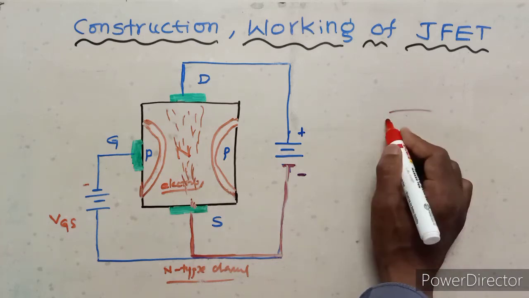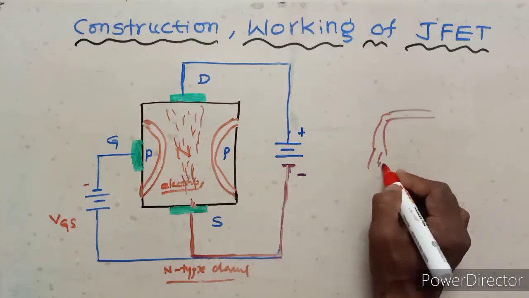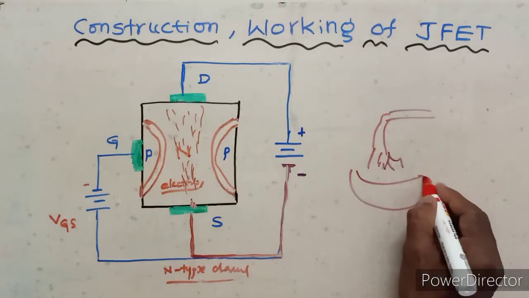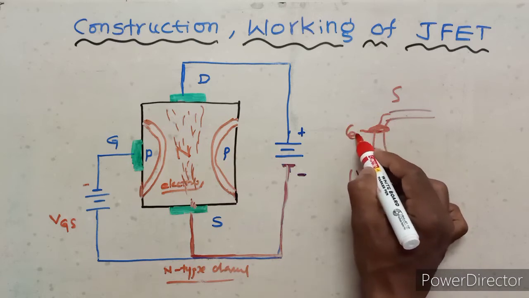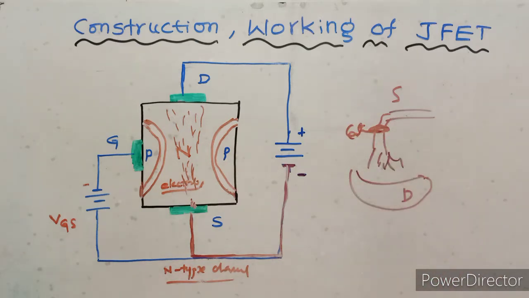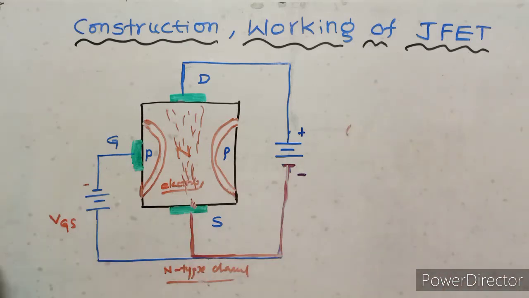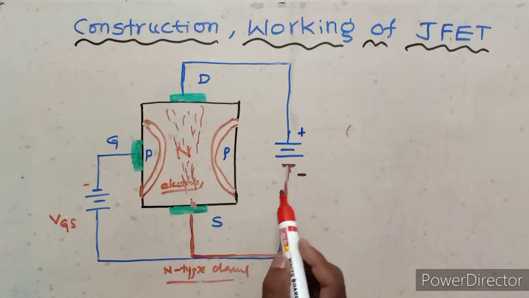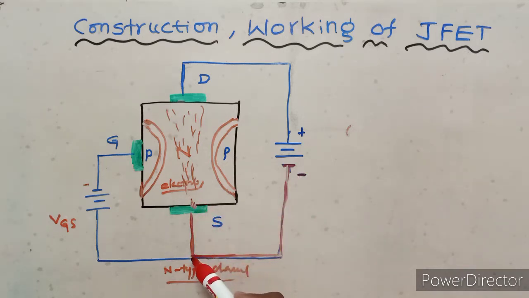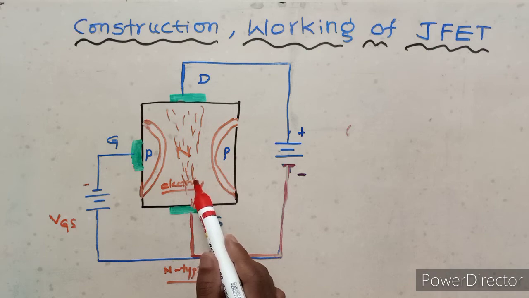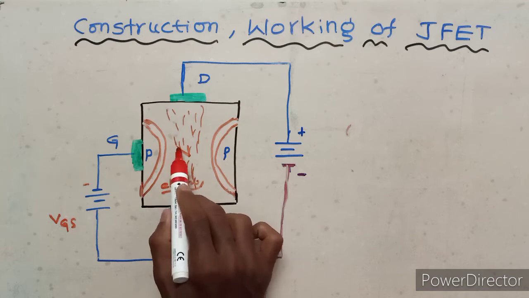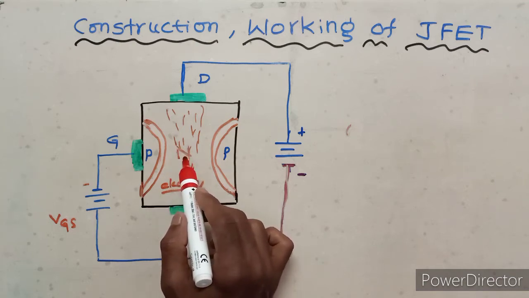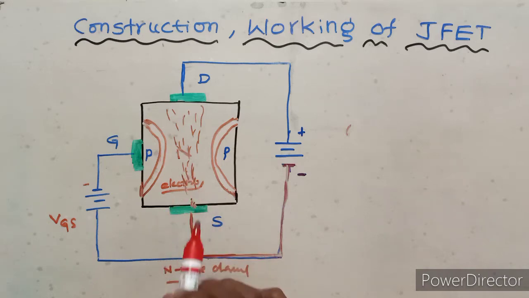So already we know this is the drain, this is the source, this is the gate. Here the source is connected to the negative pole of the battery. Electrons, which are the majority charge carriers in the n-type bar, enter the bar through this terminal. This is the n-type of n-channel JFET, so the majority charge carriers here are electrons.